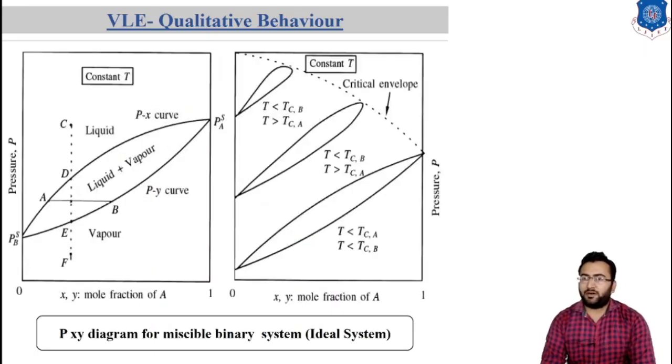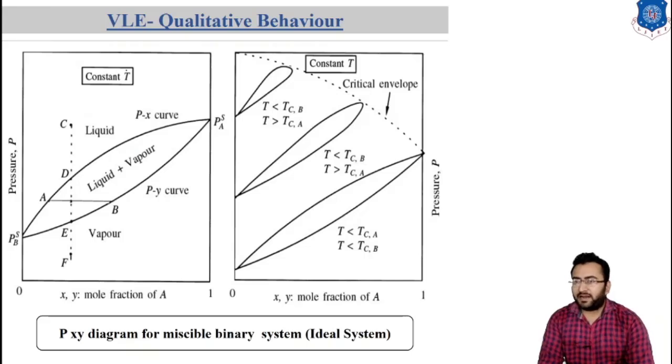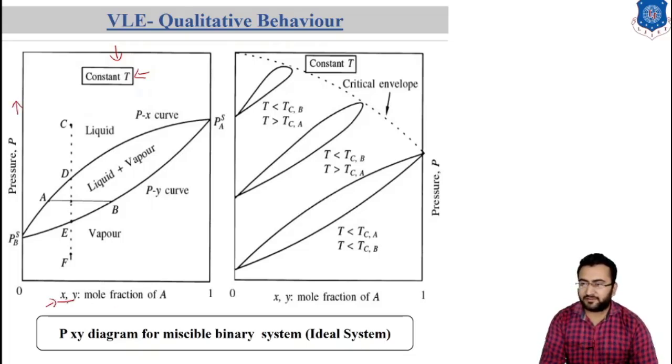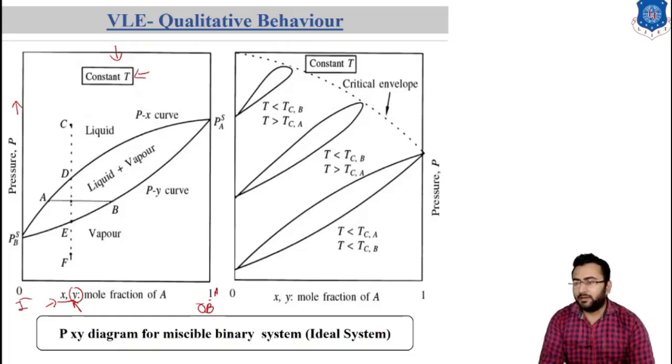So now let's discuss the PXY diagram. In the PXY diagram, the process occurs at constant temperature, with P on the y-axis and x and y, where x means the mole fraction of the liquid component and y means the mole fraction of component A in the vapor phase. This 0 to 1 is for component A, and for component B it becomes 1 to 0. This is the vapor pressure of component B, and this is the vapor pressure of component A. From the graph we can see that the vapor pressure of component A is higher than component B.